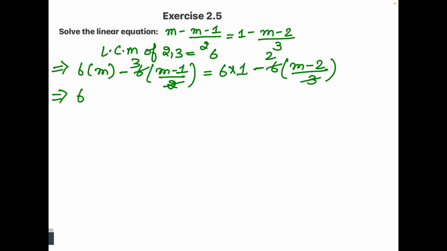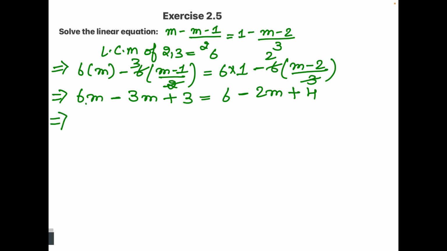6 into m, 6m, minus 3 into m, 3m, plus. Why the plus sign? Because minus into minus is plus. 3 into 1, 3, is equal to 6 into 1, 6, minus 2 into m, 2m, minus into minus plus 2 into 2, 4. The equation will be this.